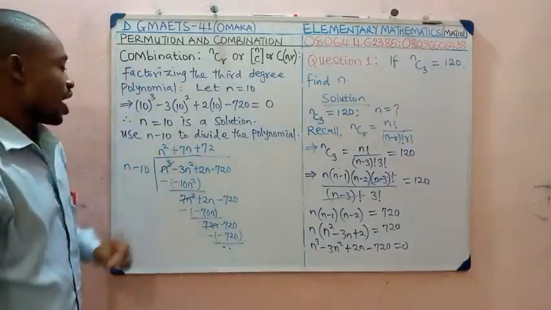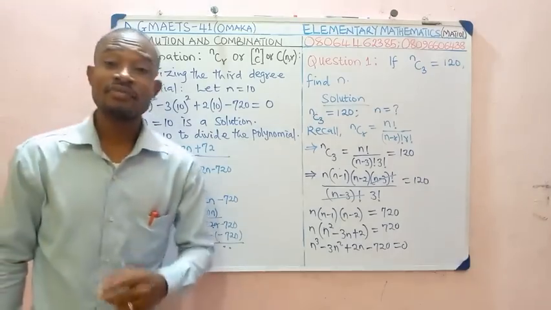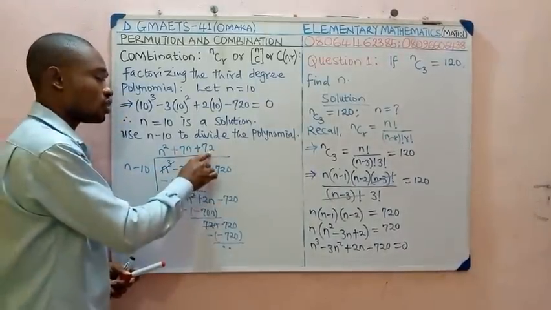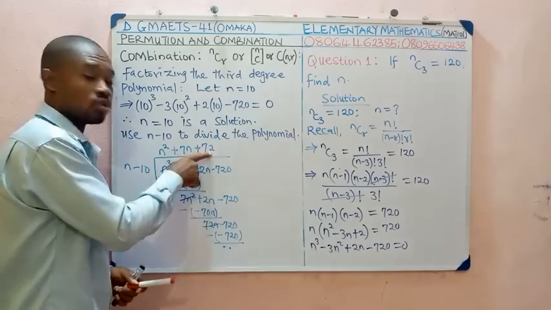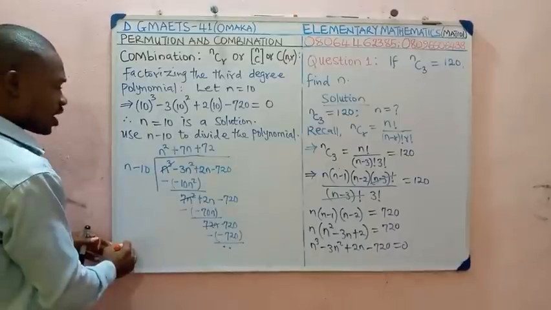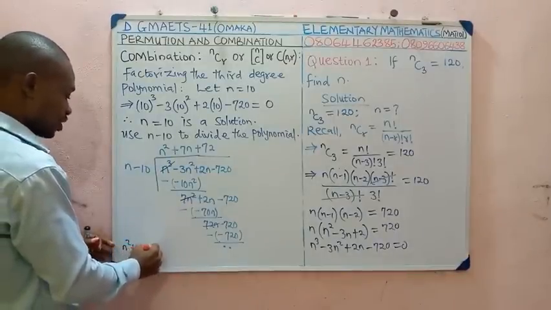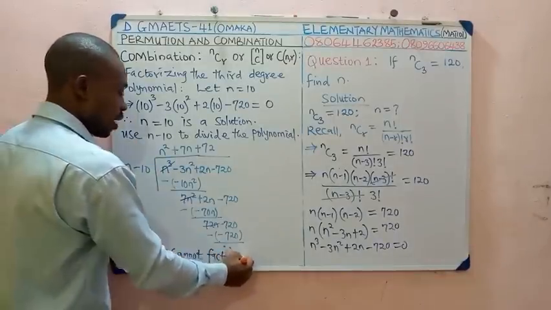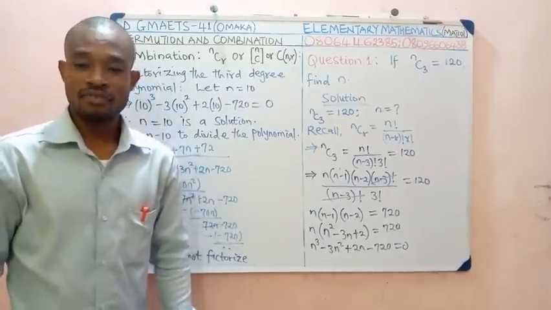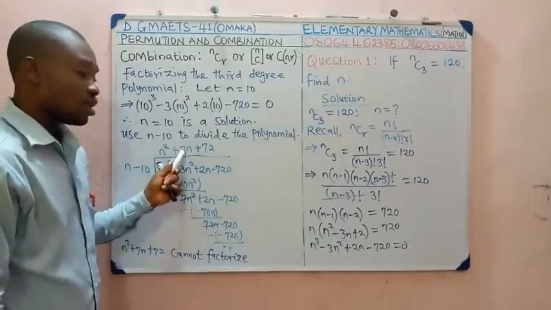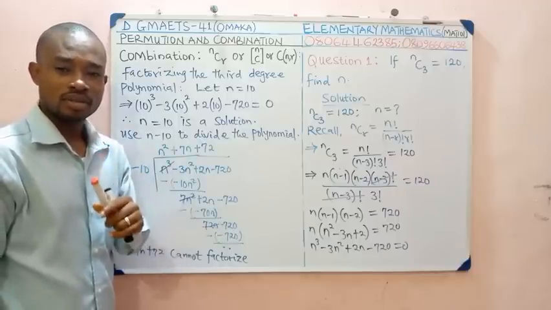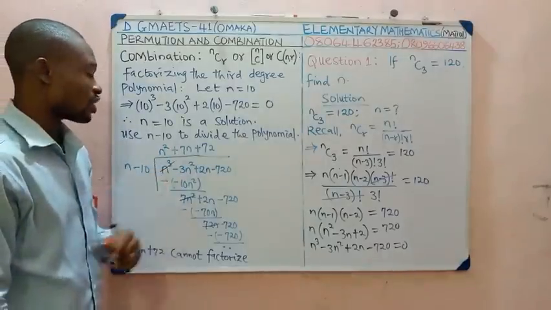So we've arrived at our division. This is the quotient, n squared plus 7n plus 72. We'll check whether it can factorize. But unfortunately, if you look at this term, there are no two numbers which are factors of 72, such that if you multiply them, you get this plus 72, and if you add, you get plus 7. There are no two factors of 72 that can do that. So you can say that n squared plus 7n plus 72 cannot factorize. And because it cannot factorize, it means it cannot produce any solution for n for us. In fact, if you solve this using the quadratic formula, you're going to get an imaginary number. It will produce complex roots.